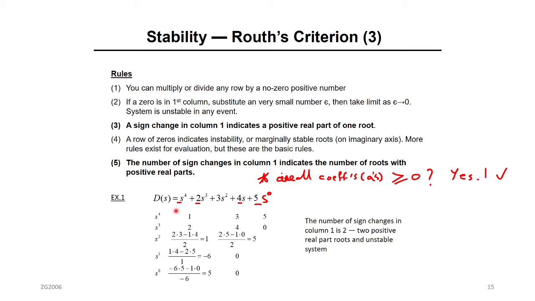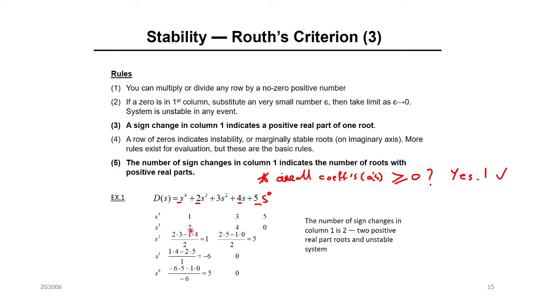How to build the array? Start with the highest power, s to the power 4, s to the power 3, s to the power 2, s to the power 1, s to the power 0, the last one. Now for the first row, it's very easy. You start with the first coefficient, number 1. Then you skip number 2, go to number 3. Then skip number 4, go to number 5. Then you stop here.